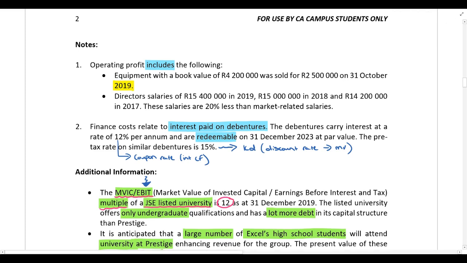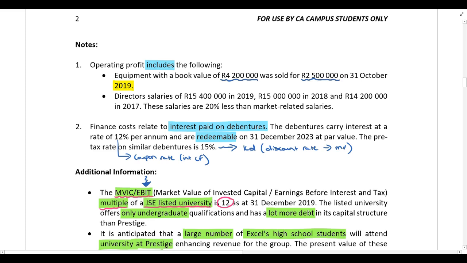Now over here we definitely have a loss because we can see the equipment is being sold for less than its book value. So we have a loss on the sale of this equipment. It is not operating in nature. It's got nothing to do with their normal business activities. Prestige does not exist to sell equipment. They sell tuition. They are a university, all right? So this is not an operating expense. It needs to be excluded.